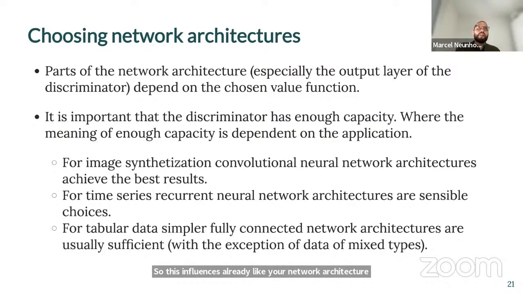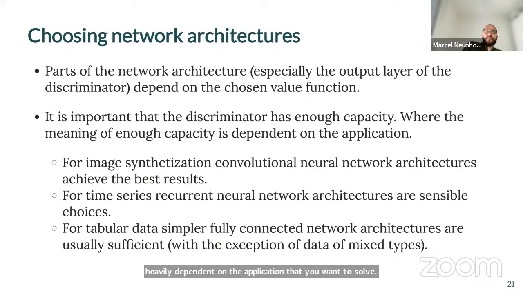However, there are more choices than just the output layer, right? We talked about width and depth, and then also about potential different architectures of those hidden layers. In general, it is important that the discriminator or critic has enough capacity for whatever problem you want to solve, and where the meaning of enough capacity is heavily dependent on the application that you want to solve.